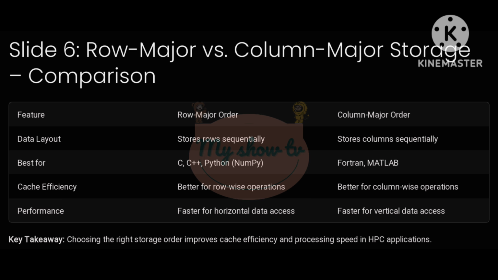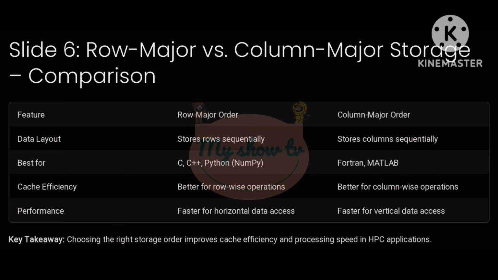Slide 6. Row major versus column major storage comparison. In high-performance computing, the way data is stored in memory has a direct impact on execution speed. The two most commonly used storage formats are row major order and column major order. The choice between them determines how efficiently a program accesses and processes data. Understanding storage order. Row major order: in this format, an entire row of a matrix is stored contiguously in memory before moving to the next row. This is the default storage method in programming languages like C, C++, and Python NumPy.